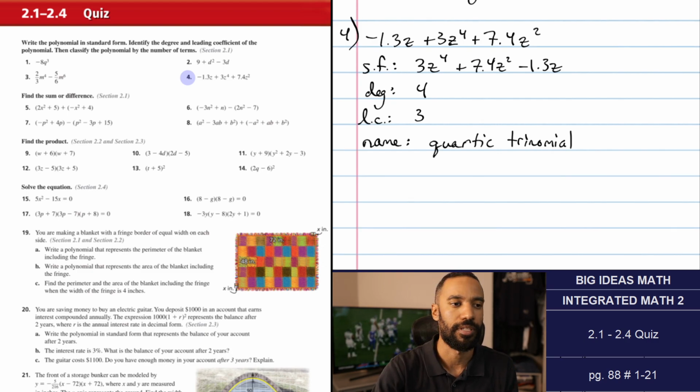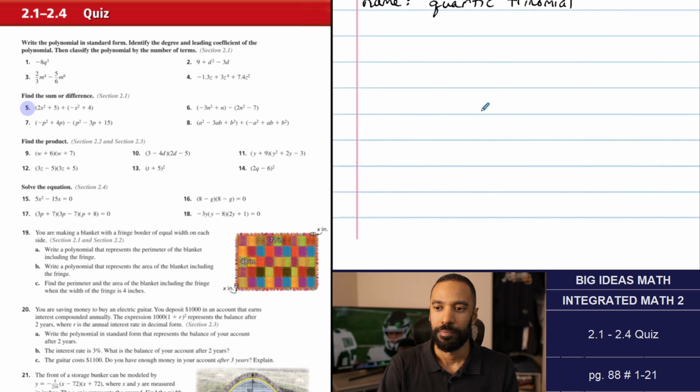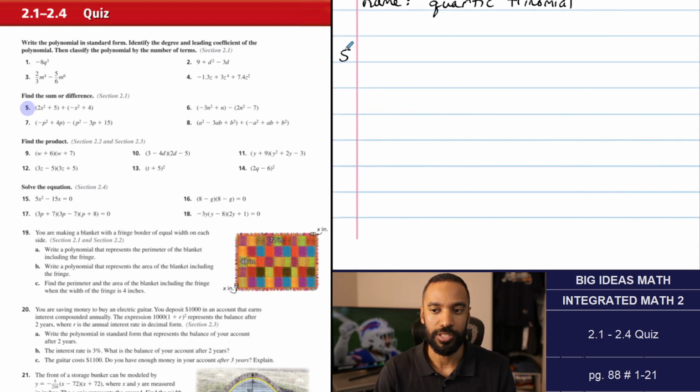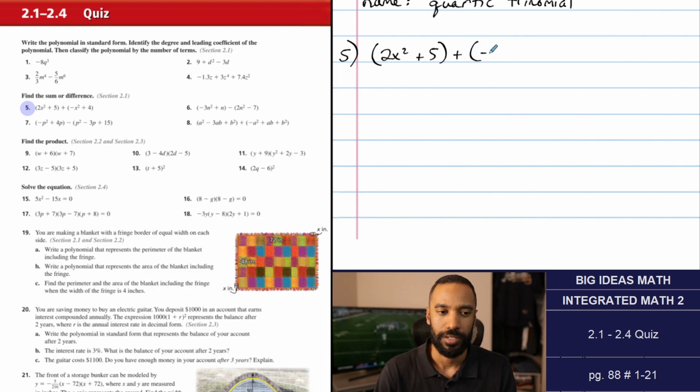Hold on, I got some text popping up on my screen. Okay, we're going to go find the sum or difference, numbers 5 through 8. So number 5, and by the way, they don't ask us to put it in standard form. I will always be putting these ones in standard form in the end. So 2x squared plus 5 plus negative x squared plus 4.